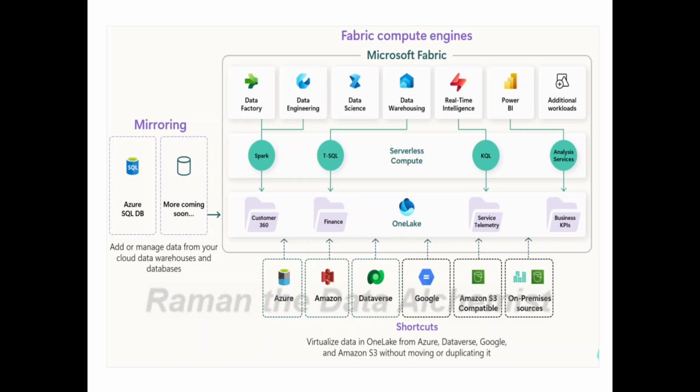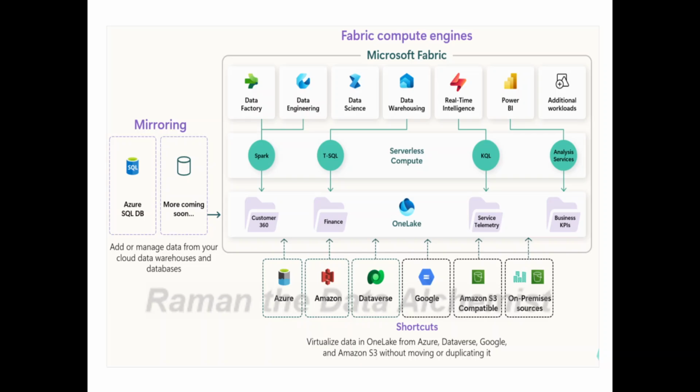If you see in the last part, this is the shortcut currently available from what sources or external sources we can create the shortcut. Currently it is Azure, Amazon, Dataverse, Google, Amazon S3 compatible, and on-premises sources. These options are not available currently in the trial version. Maybe if you use a capacity bigger than F64, either they are in preview, or they are going to introduce them in the next update or in the near future.